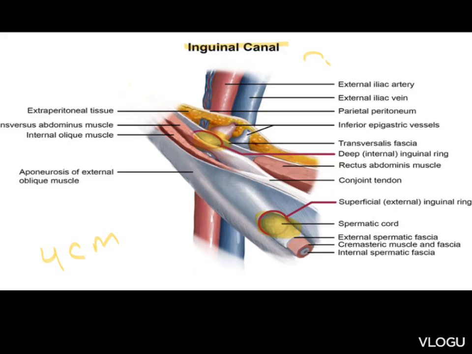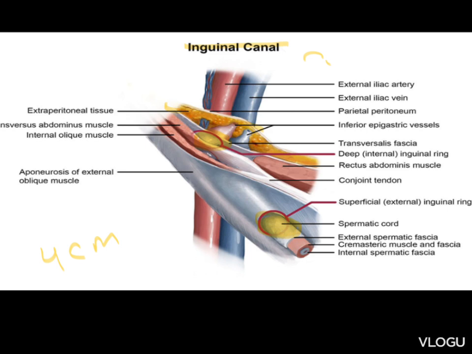Next you can see the posterior wall of the inguinal canal. You can see fascia transversalis and conjoint tendon. So these two come in the posterior wall. If you are looking at the roof, meaning the top, you can see the inguinal ligament. Okay, the roof will be the inguinal ligament and the transversus aponeurosis.